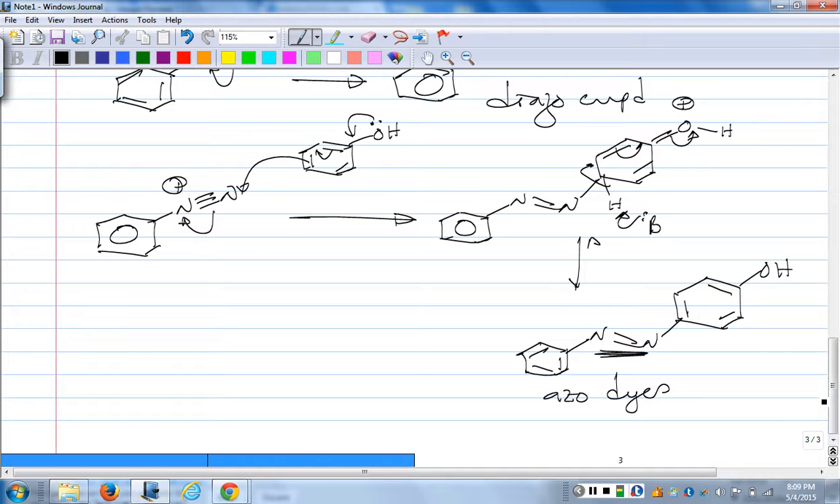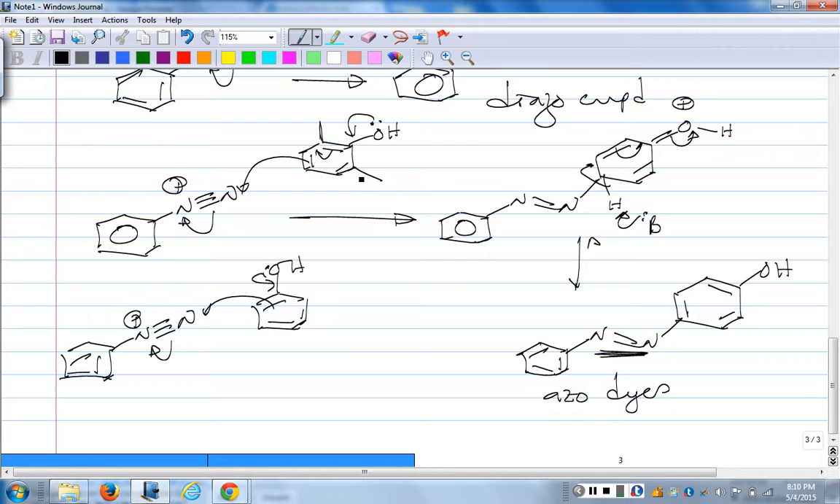I will point out, I've drawn this as if only the para position attacks. That is not the case at all. I can certainly get attack from the ortho position as well, right? And so I can go bang, bang, and do the requisite chemistry. Sometimes it's appropriate, for example, if I wanted to get only attack at the para position, what I would do is block the ortho positions, put a methyl here and a methyl here. So the orthos are used up, and therefore the reaction will be forced to go at the para position.